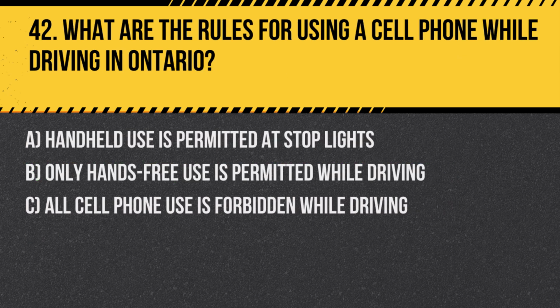Question 42. What are the rules for using a cell phone while driving in Ontario? A. Handheld use is permitted at stoplights. B. Only hands-free use is permitted while driving. C. All cell phone use is forbidden while driving. Answer: B. Only hands-free use is permitted while driving.